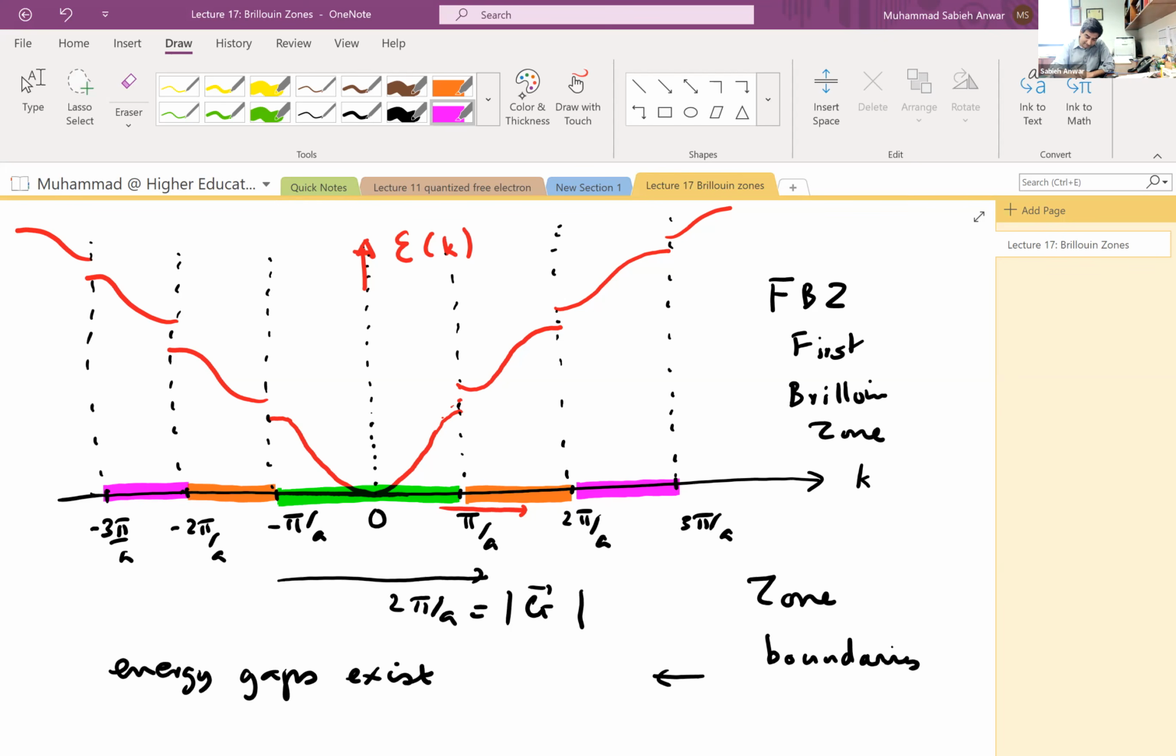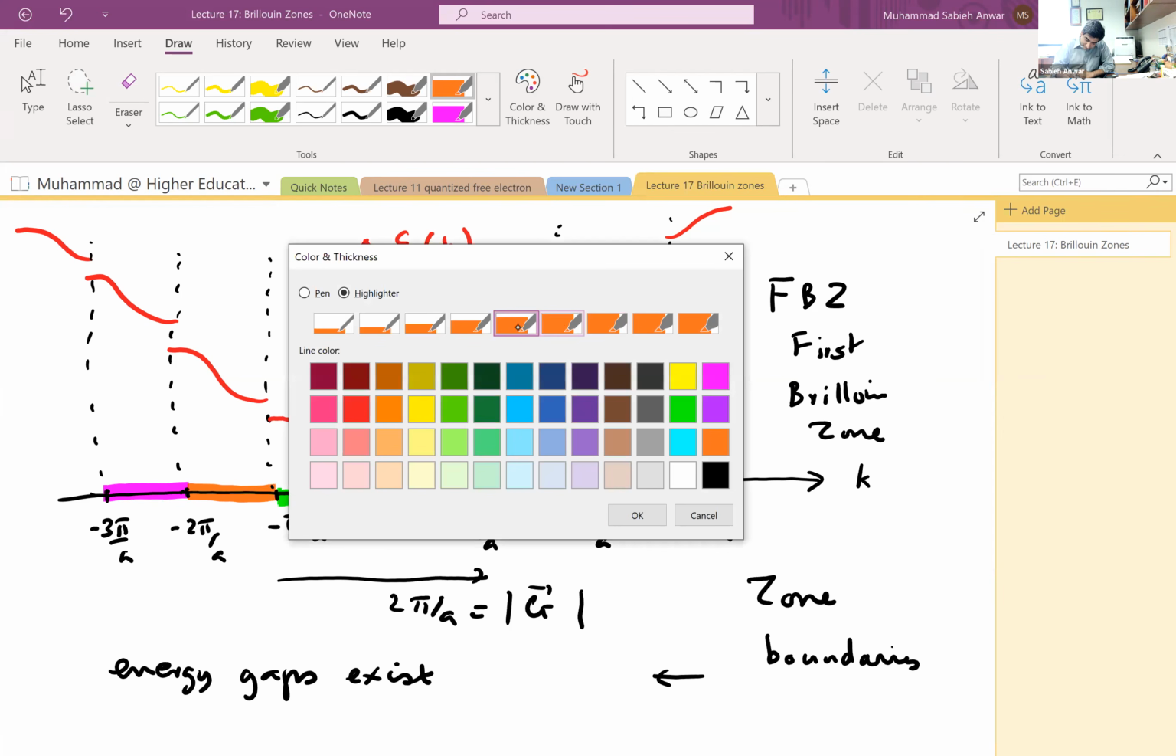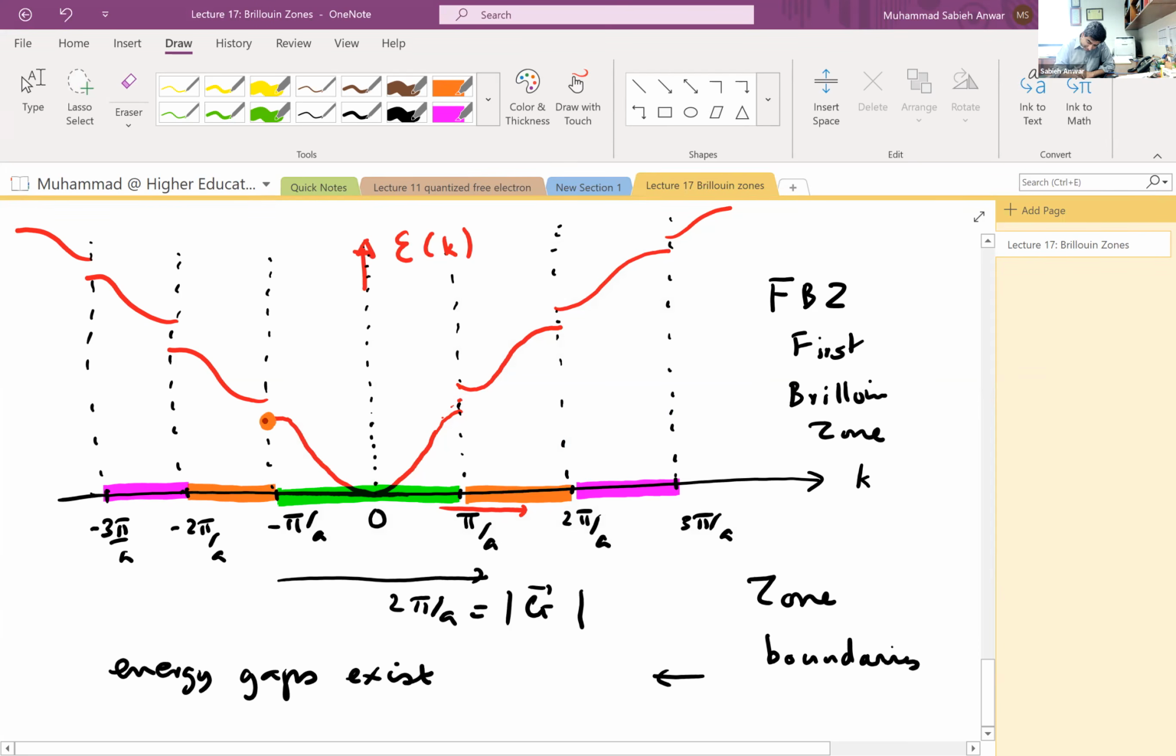Now the arbitrariness of k tells us that a wave function, say here, is going to be the same as the wave function right here, because these points are separated by a reciprocal lattice vector, and it's going to be the same as the wave function here, because pi by a and 3 pi by a are also separated by a reciprocal lattice vector, and it's going to be the same as the wave function here.